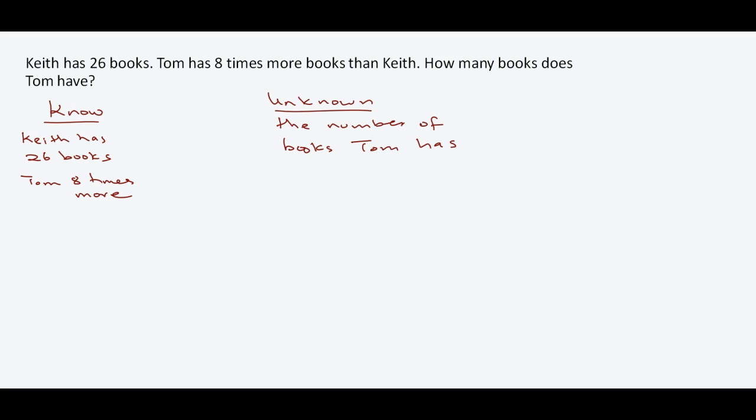So to do that, we're going to multiply because of the keyword times. So we'll multiply 26 multiplied by 8. 6 multiplied by 8, we have 48, so we have an 8 there, carry up a 4. 2 multiplied by 8, 16 plus 4, we have 20. So this is 208. So Tom has 208 books.